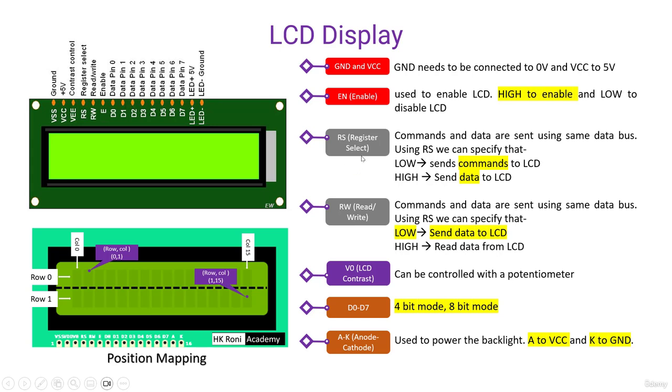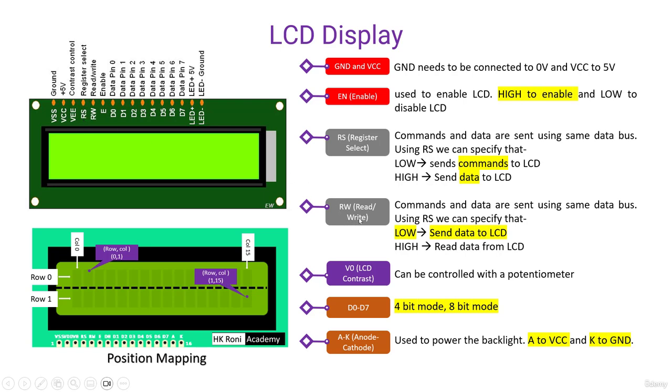Now we have two other pins, RS and RW. RS is for register select. We need to set it low to send commands to the LCD, and we need to set it high to send data to the LCD. So these two modes we can use from the RS pin. The RS pin is here.